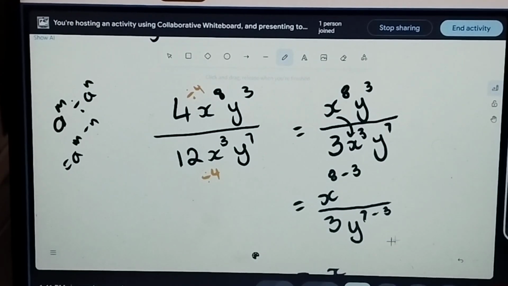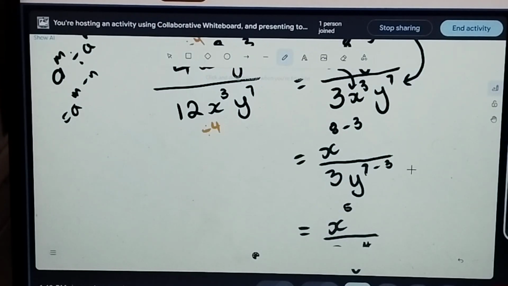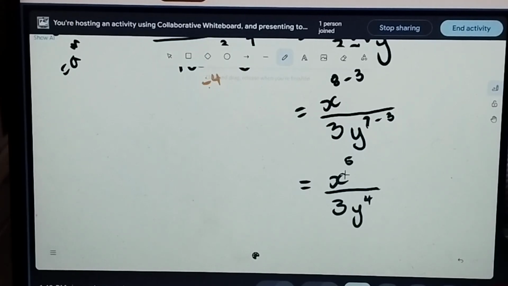Then with the y's, I've left the y's at the bottom because the bigger exponent was at the bottom. y to the 7 is bigger than y to the 3, but I'm going to do the same thing. I'm going to say y to the power 7 minus 3, because I'm now subtracting that 3 from that 7. The 8 minus the 3 is 5, so I get x to the 5 at the top.